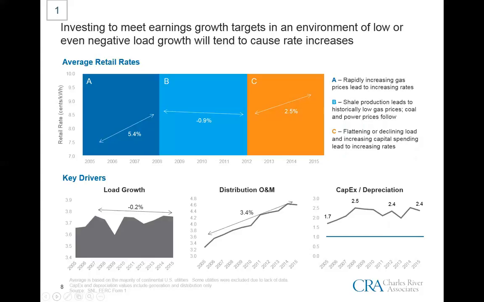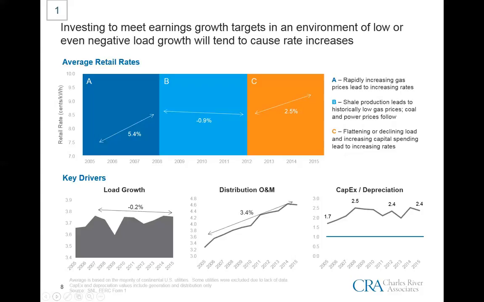And actually, the actual rate got overlaid here with these graphics, but these are the growth rates for these periods. So there's actually a line behind those graphics that shows the actual retail rates on a nationwide basis, and here's the growth rates. But you see basically three periods. One period, 2005 to 2008, when we had gas prices spiking up towards $12 in MMBTU, and that's what drove the 5.4% increase. You had the period in the B section there where shale production is leading to very low gas prices, and coal and power prices are following as a result.